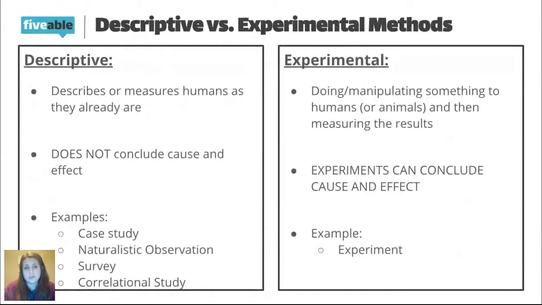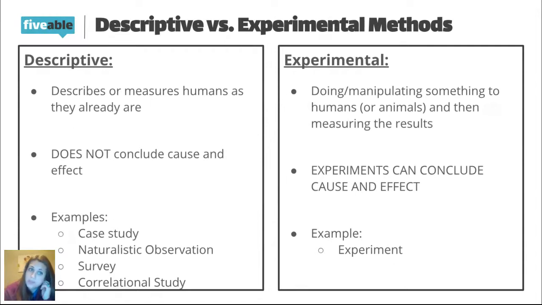So the big thing with descriptive versus experimental methods is that descriptive methods describe, it's kind of self-explanatory, describe or measure humans as they already are. And so there's no cause and effect from a descriptive method. So you have to be very careful if you're using one of these methods listed, like a case study. You cannot determine cause and effect. You can try to make inferences about the general population based on your study. However, you can't make cause and effect relationships clear without doing an experiment.